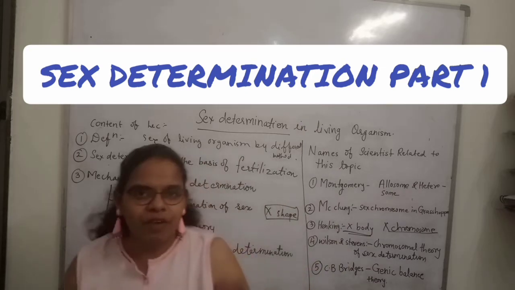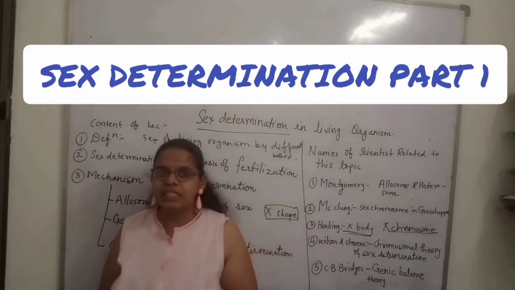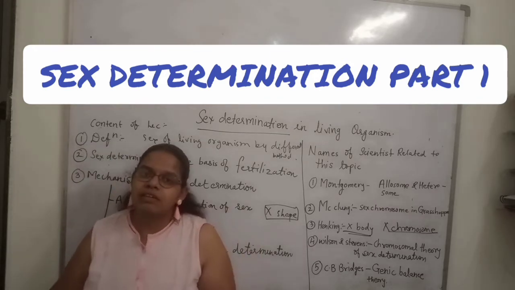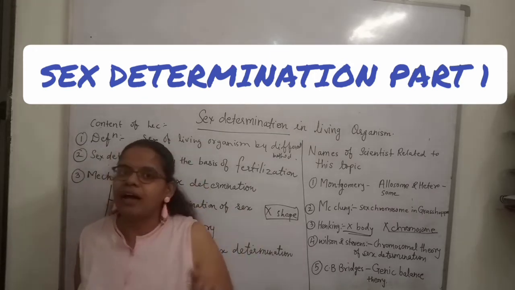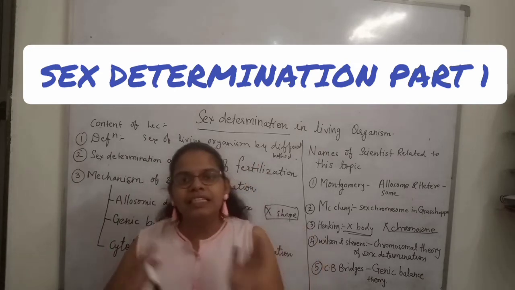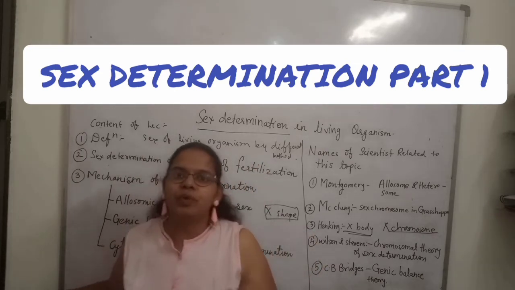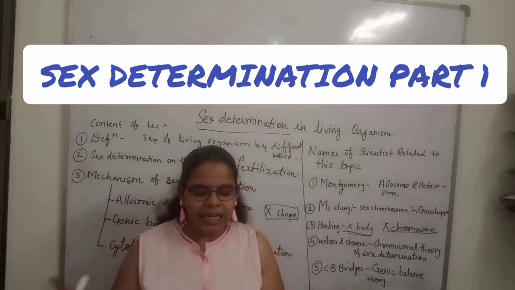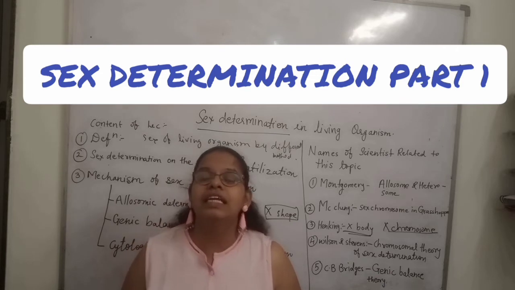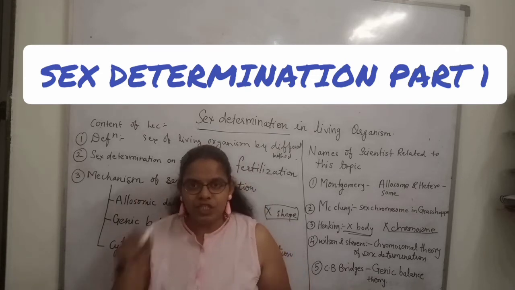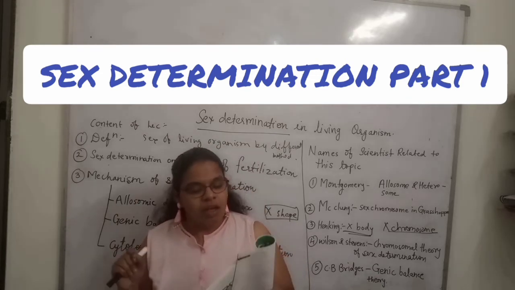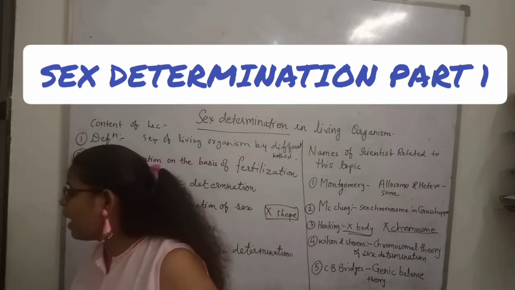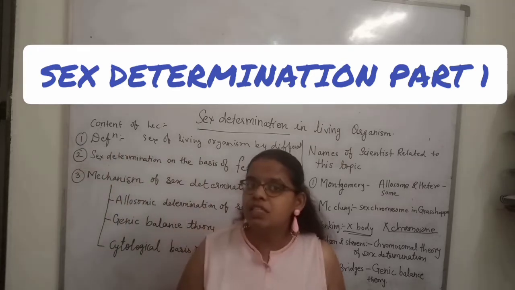So can we revise the definition? What is the exact definition of sex determination? If a question comes for 1 mark in your board exam, define sex determination, you have to write: establishment of sex through differential development in an individual at an early stage of life. Establishment of sex through differential development. Why is the term differential development used?